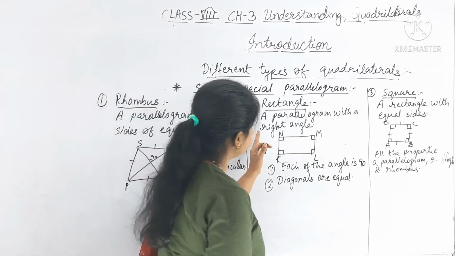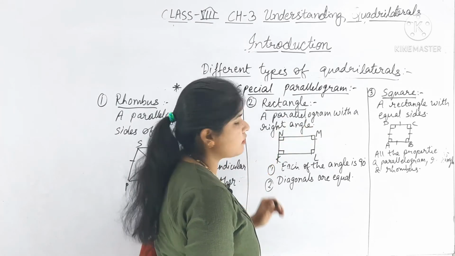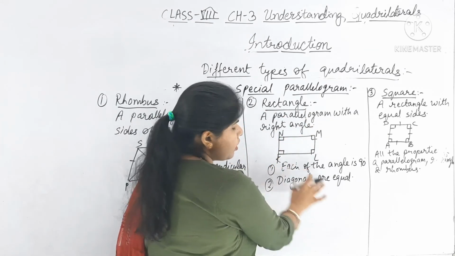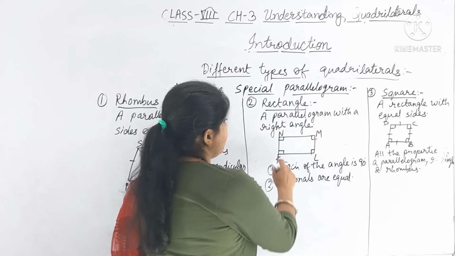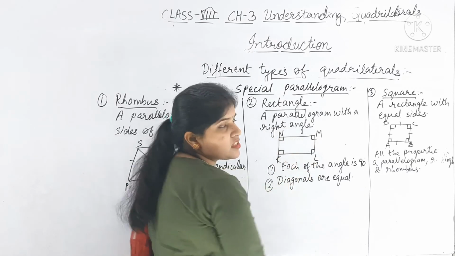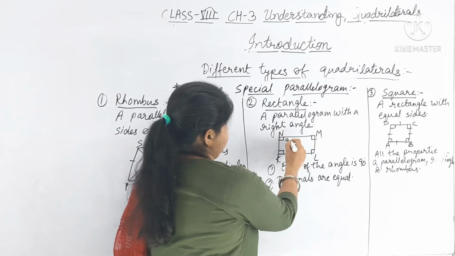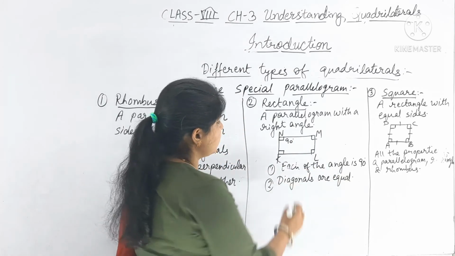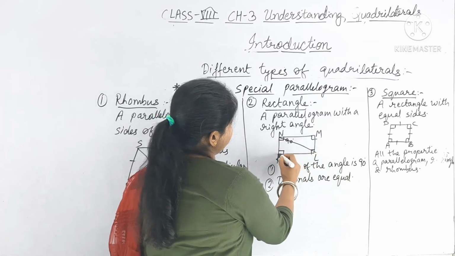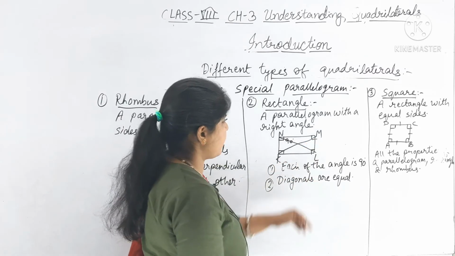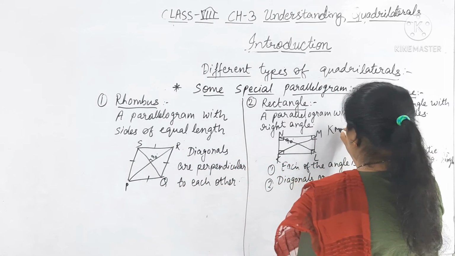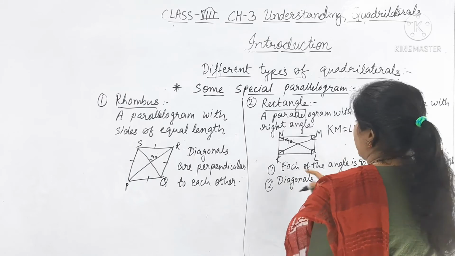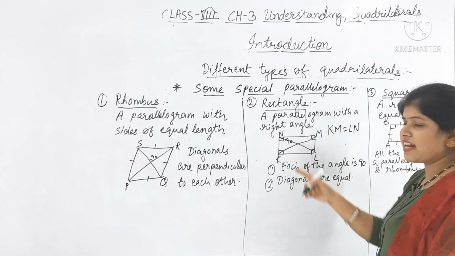Here you can see the rectangle, a parallelogram with a right angle. So this is a parallelogram only, that is all four sides, and here each angle is 90 degree. Okay, so properties are each angle is 90 degree and diagonals are equal. That is KM equal to LN. Diagonals should be equal. So this is the rectangle.